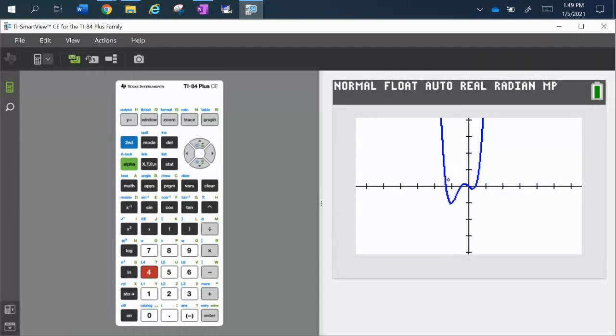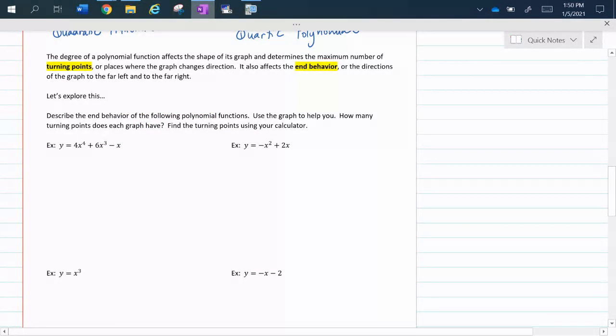In the middle of the graph, we have turning points, places where the graph changes direction. But then the end behavior that we're talking about in the instructions, the end behavior, it's what's happening at the far left and the far right of the graph. So that's what we're going to talk about first, the end behavior. So let's go back to the notes.